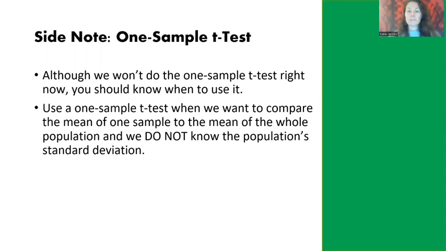So we use a one sample t-test when we want to compare the mean of one sample to the mean of the whole population, and we do not know the population standard deviation. So we should put this onto that statistical analysis sheet that you're building too, because I will want you to be able to tell me, hey, we do a one sample z-test when we're comparing one sample mean to a population mean, and we know the population standard deviation. And then I could also ask you a question about this one. If we don't know the population standard deviation and we want to compare one sample mean to an overall population mean, which statistical analysis do we use, and you would tell me that it's the one sample t-test.